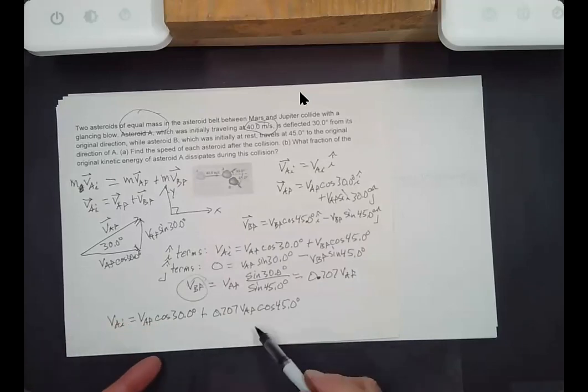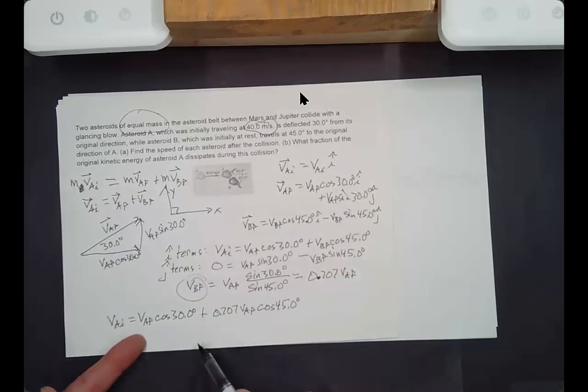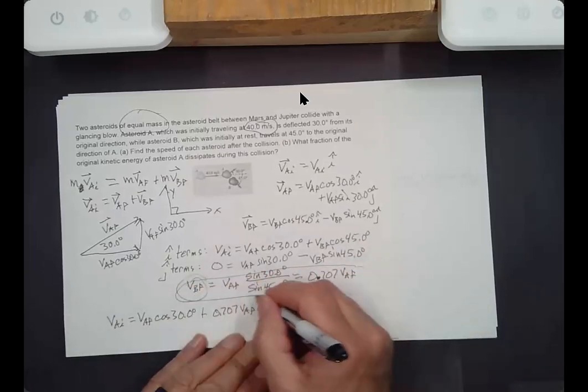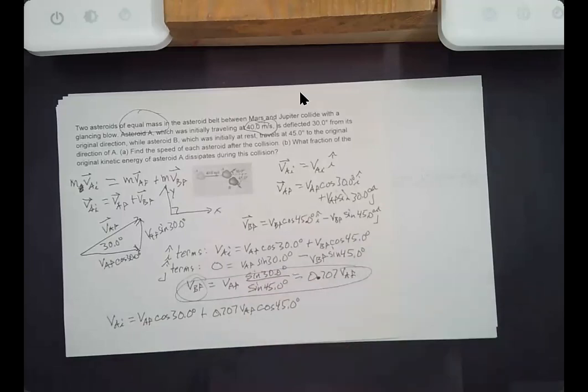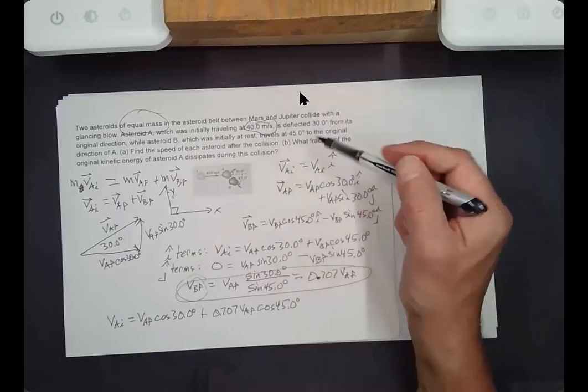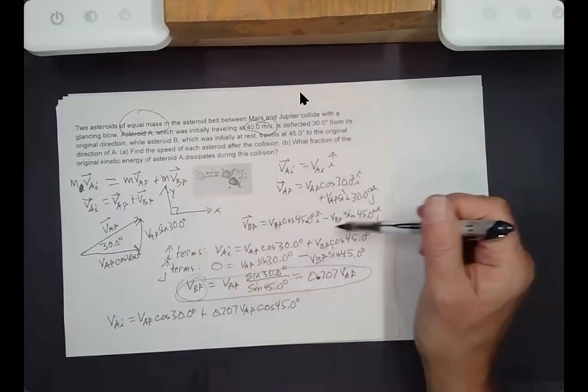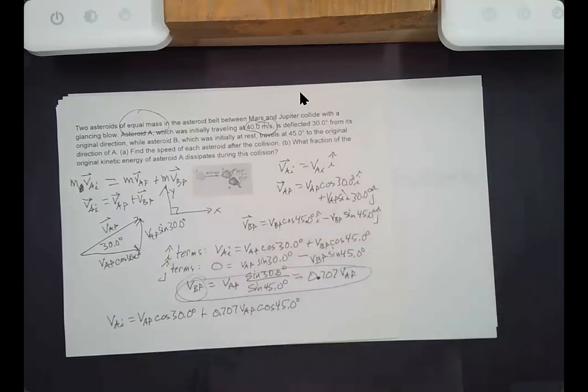So once you know VA final, then you can come back to this equation and solve for VB final. And the interesting math is done. So it was getting these two equations set up that was the physics of the problem and the interesting physics. Any questions on that one?